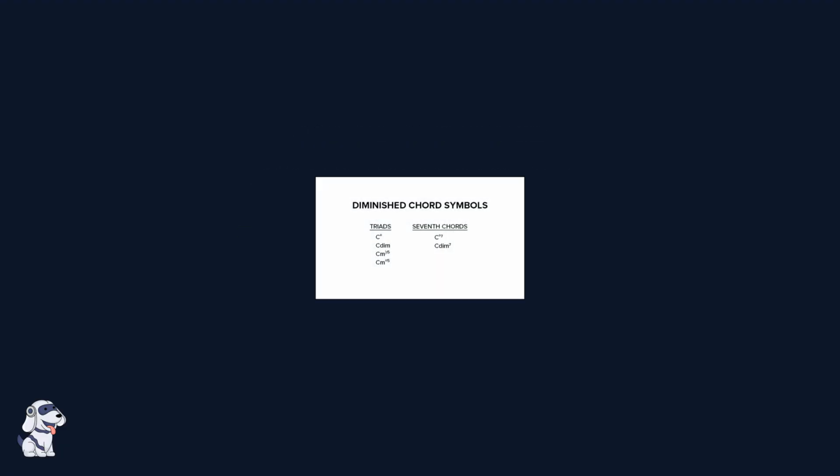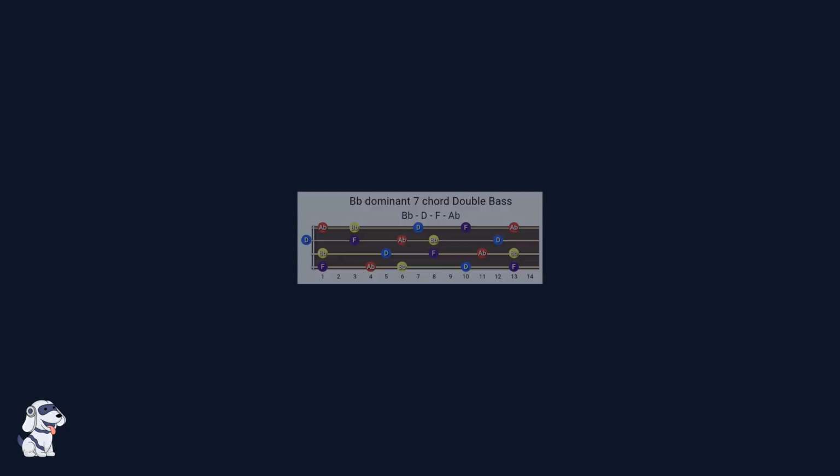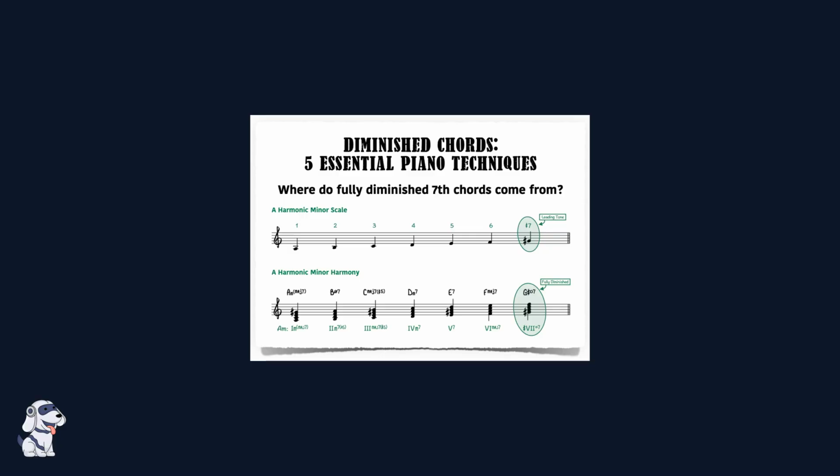This table shows common diminished chord symbols used in music notation, including triads and 7th chords. Here's a bass fretboard diagram showing a B-flat dominant 7th chord, which corresponds to the 5/7 notation in NNS, with the 7th in the bass. Diminished chords often derive from the harmonic minor scale, where the 7th degree creates a fully diminished 7th chord, as shown in this A harmonic minor scale diagram.